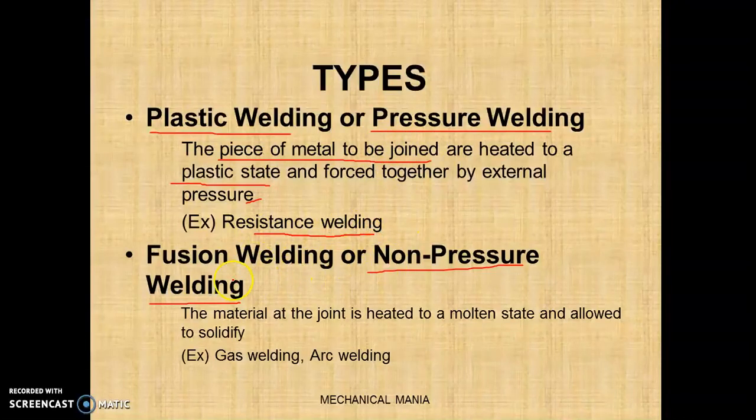Now the second is fusion welding, or non-pressure welding. Non-pressure welding is a welding in which only a heat source is used, no pressure is used, and non-pressure welding is also known as fusion welding. In this fusion welding, the material is heated to a molten state and allowed to solidify. Examples of fusion welding or non-pressure welding are gas welding and arc welding.